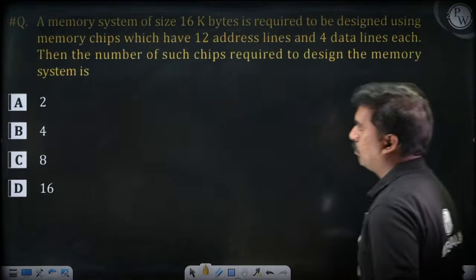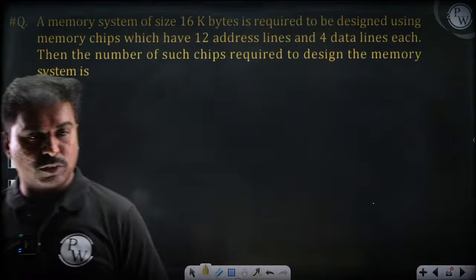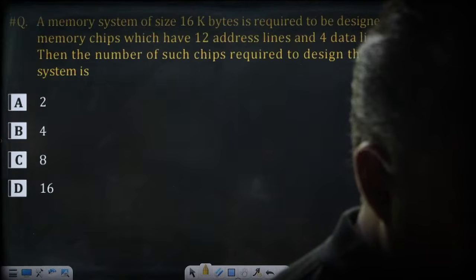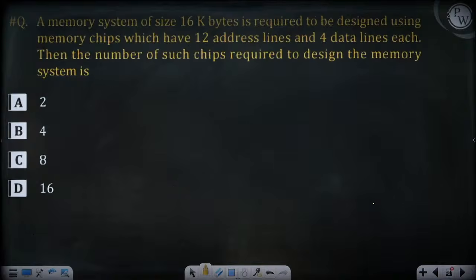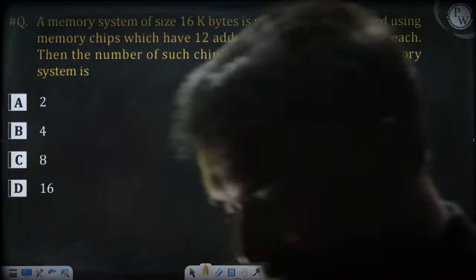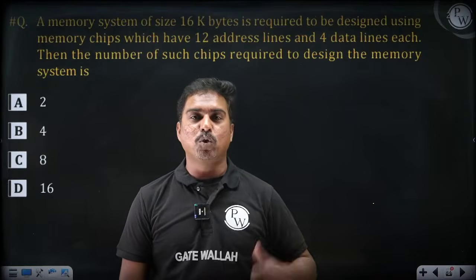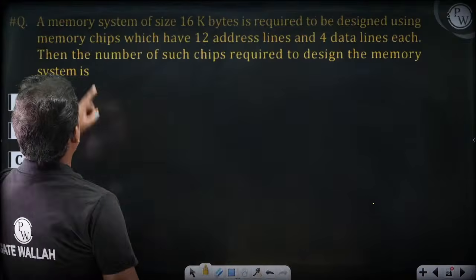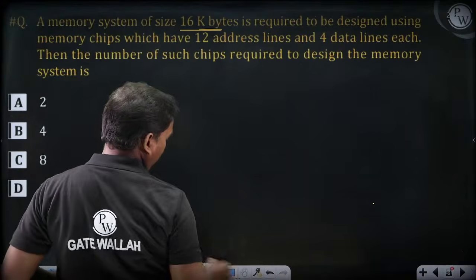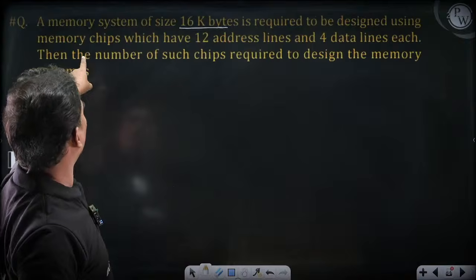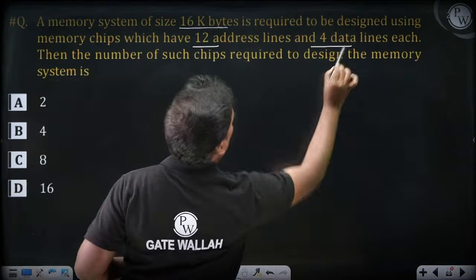Also answer this question. Memory chips, also one important question. Try to answer this question. So how to answer this particular question? A memory system of size 16 kilobytes is required to be designed using memory chips which have 12 address lines and 4 data lines.